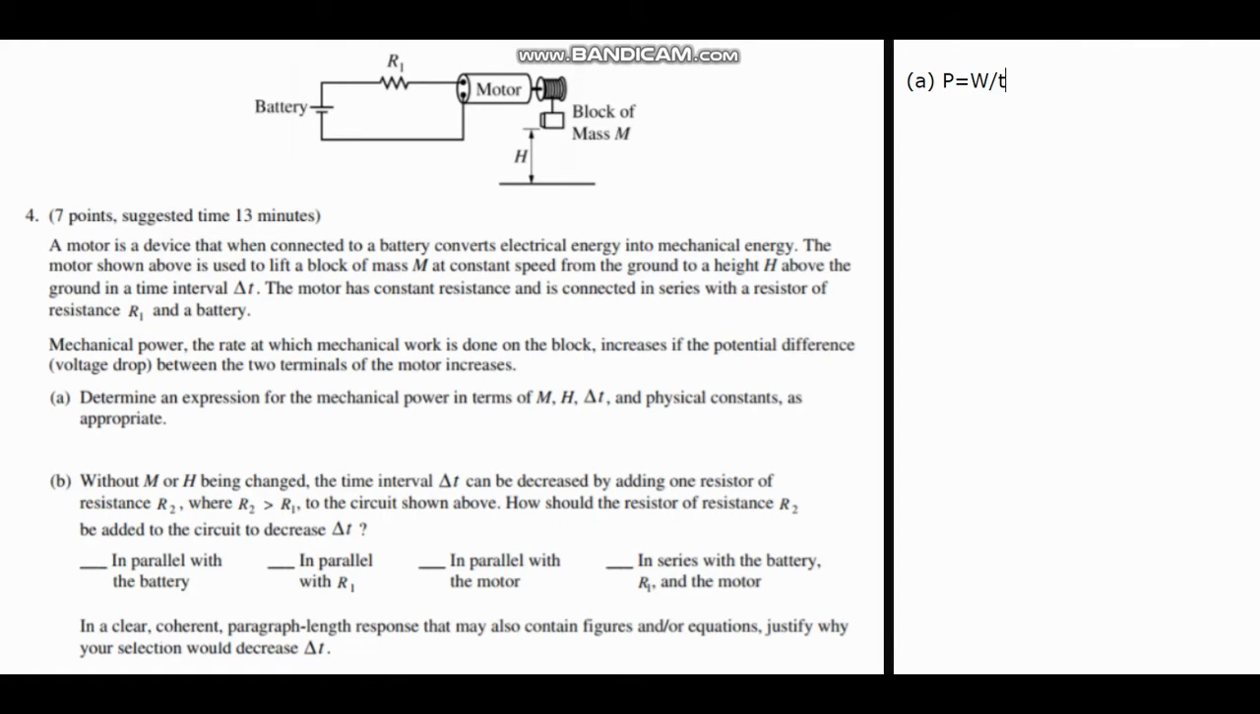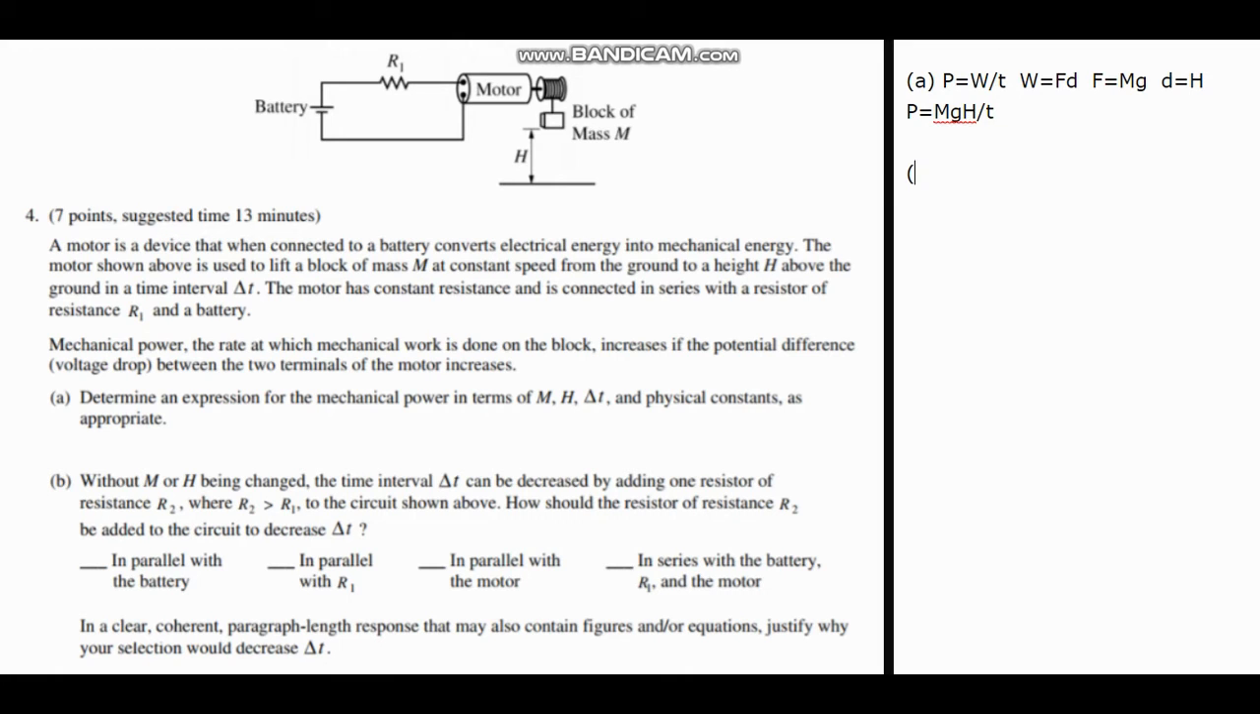So we know the equation for power is work over time, and the equation for work is force times distance. Now we know the force applied, which is just mass times gravity, and the distance that this is done over is height h. So d equals height h, and we plug that into the power equation, so we get power equals mass times gravity times height over delta t.